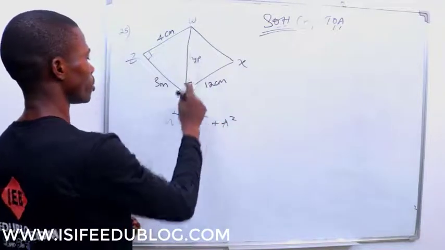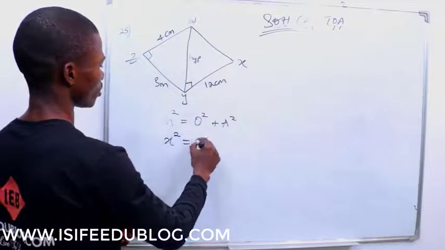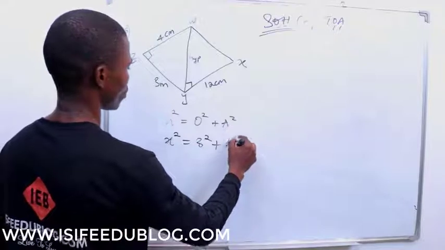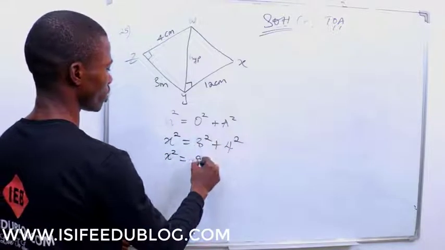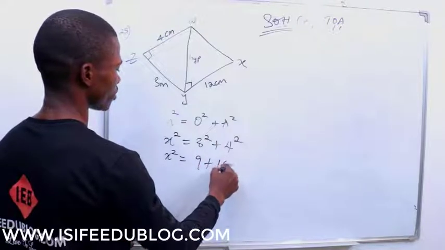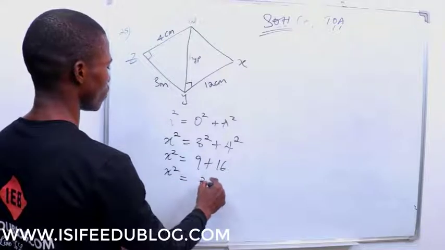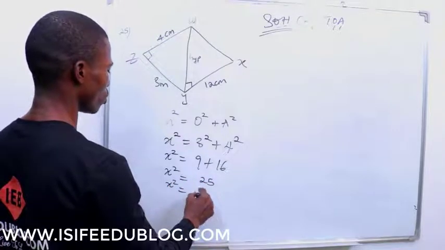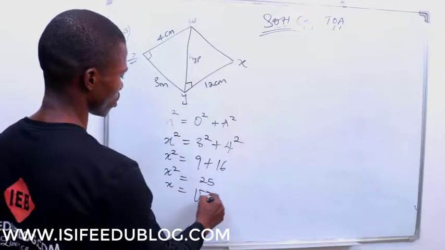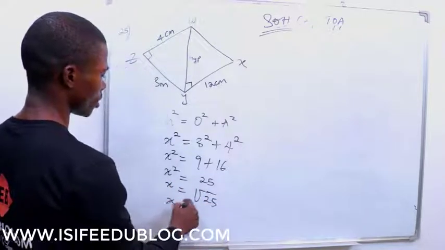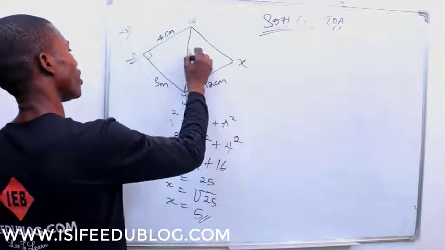Okay, now hypotenuse is unknown. We call it x squared is equal to, that is 3 squared plus 4 squared. Therefore x squared is equal to 3 squared is 9 plus 4 squared is 16. So that will give you 25. This is 25, and x alone here will be equal to the square root of 25, and our x will give us 5. Okay, so this side is 5.